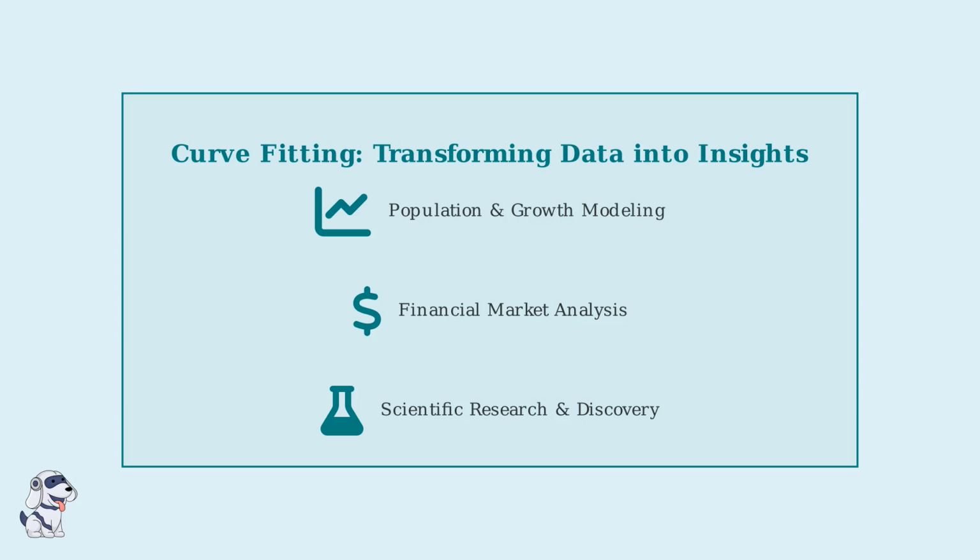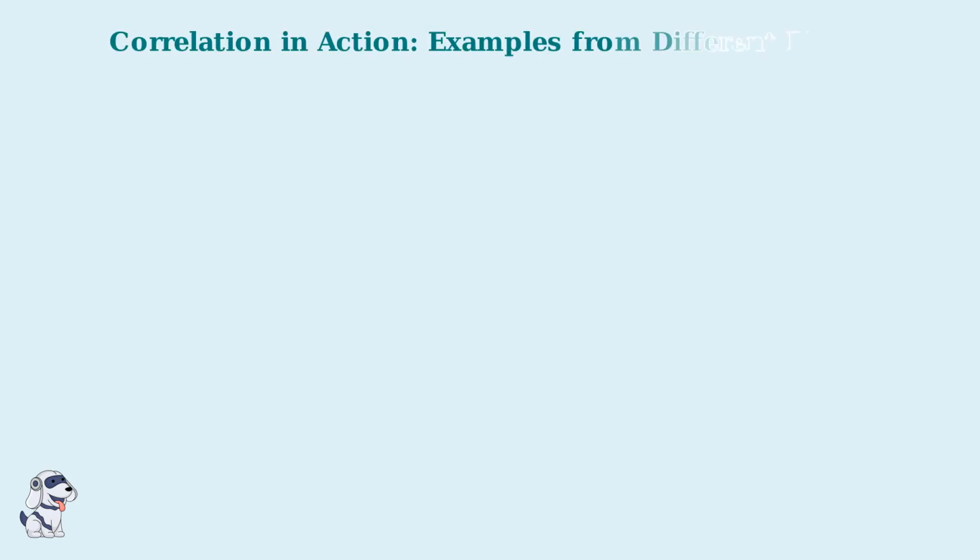Whether predicting population growth, analyzing financial markets, or conducting scientific research, curve fitting helps us understand patterns and make informed decisions based on data. Correlation analysis is a powerful statistical tool used across many different fields to understand relationships between variables and make informed decisions. Let's explore how correlation is applied in economics, psychology, and biology.